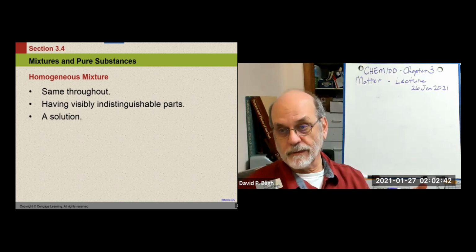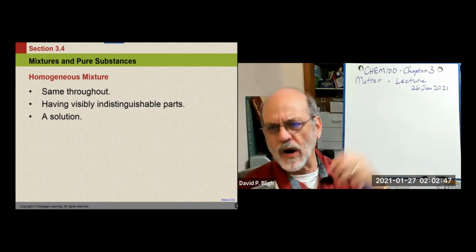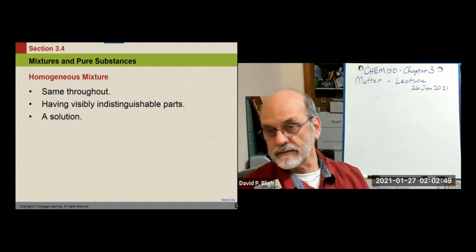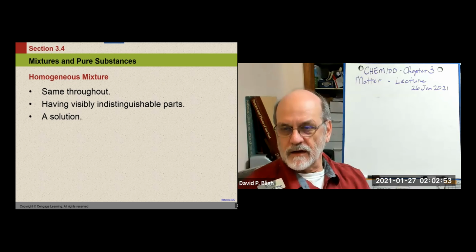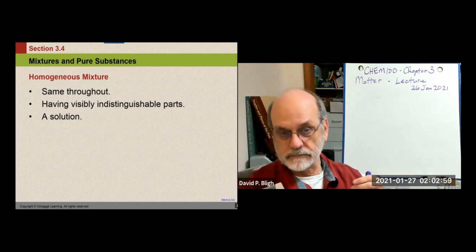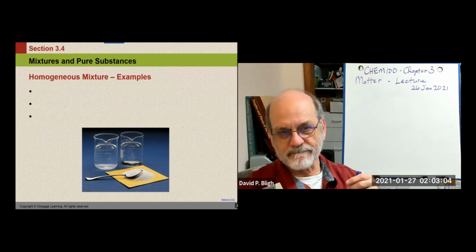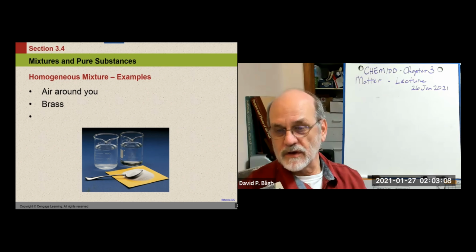And it makes sense. Remember that earlier picture? The molecules in a gas are very far apart. So there's room for everybody. They basically don't interact much. So you put two gases together, they just mix, and that's it. You've got a solution. Okay, example, the air around you.